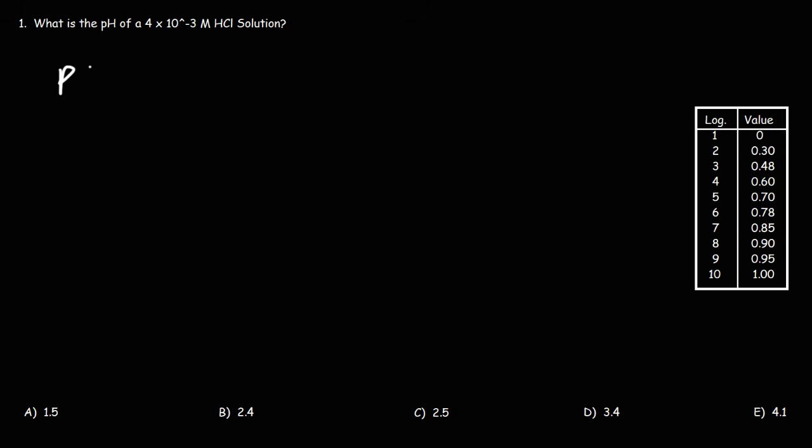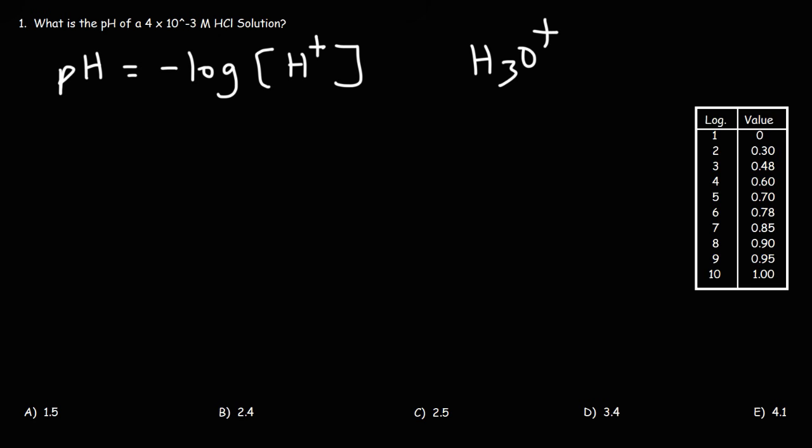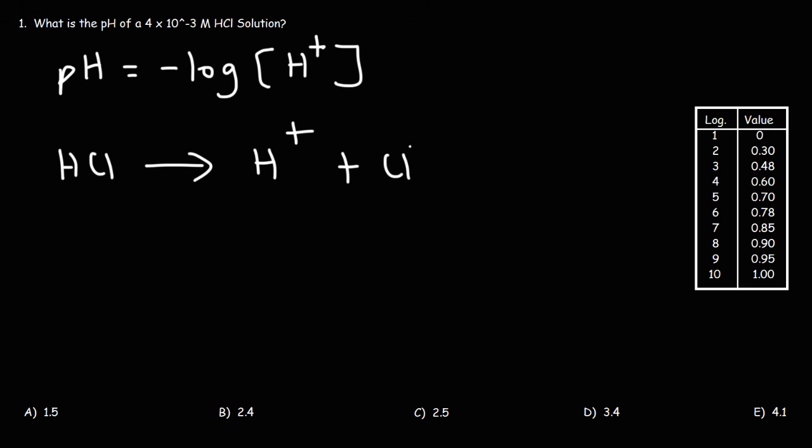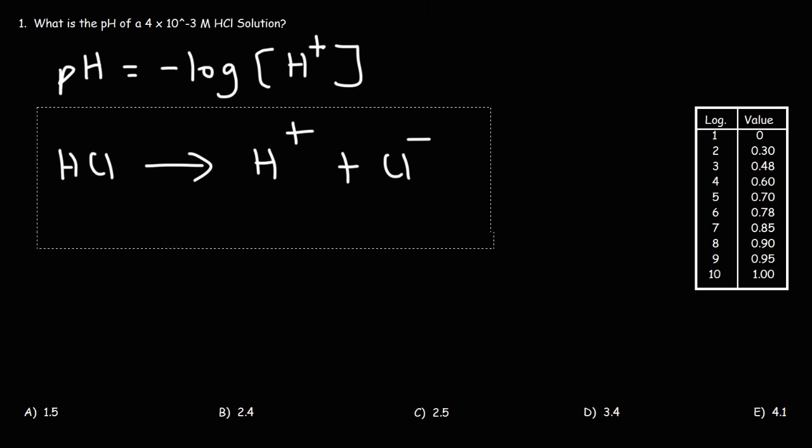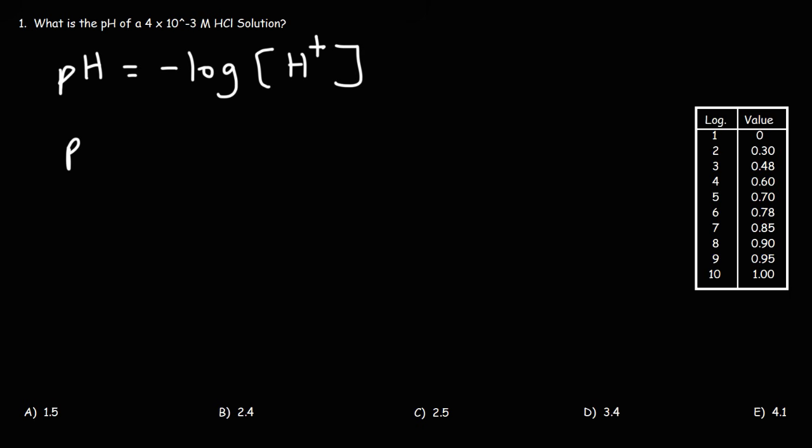The formula that we need to use to calculate the pH of a solution is this one. The pH is equal to negative log of the H plus concentration. That is the hydrogen ion concentration, which is the same as the hydronium ion concentration. It turns out that the H plus concentration will be the same as the HCl concentration. HCl is a strong acid, and so it dissociates completely into hydrogen ions. So in order to calculate the pH of the solution, we need to find the value of negative log of 4 times 10 to the minus 3.